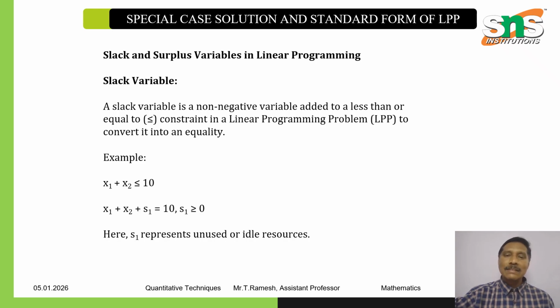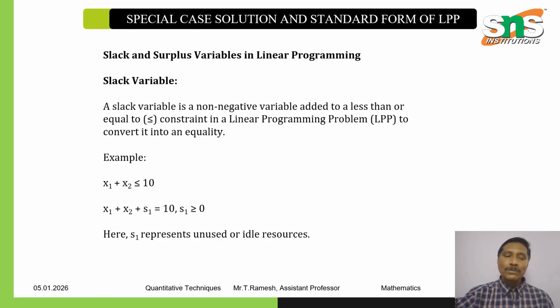What are the slack and surplus variables of the given LPP? The slack variable is a non-negative variable added to the left side of the inequality of the constraints in a linear programming problem to convert it into an equality. So when an inequality is given, we convert the inequality to equality. So on the left side we add some constant, then it is equal. So the added constant is called the slack variable.